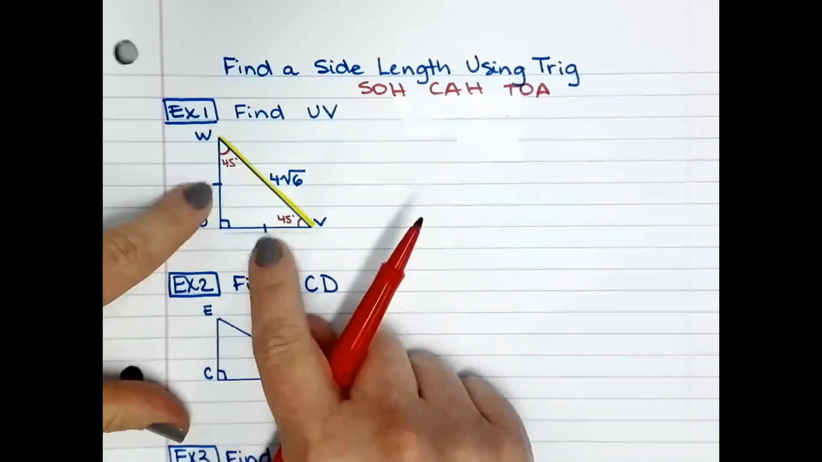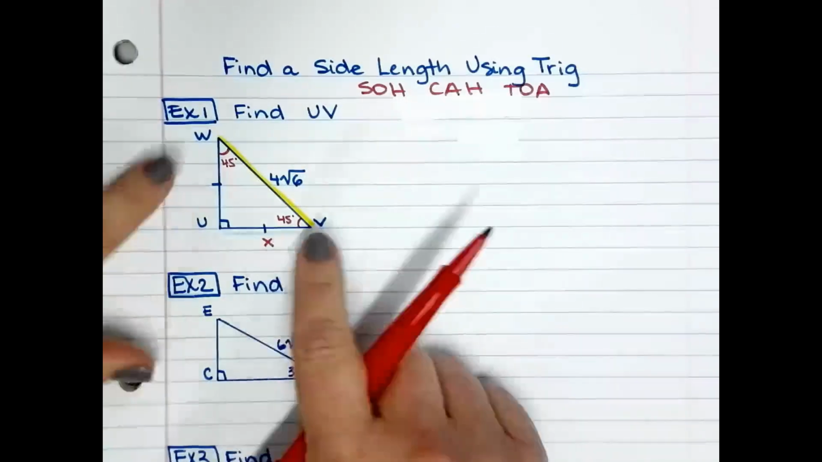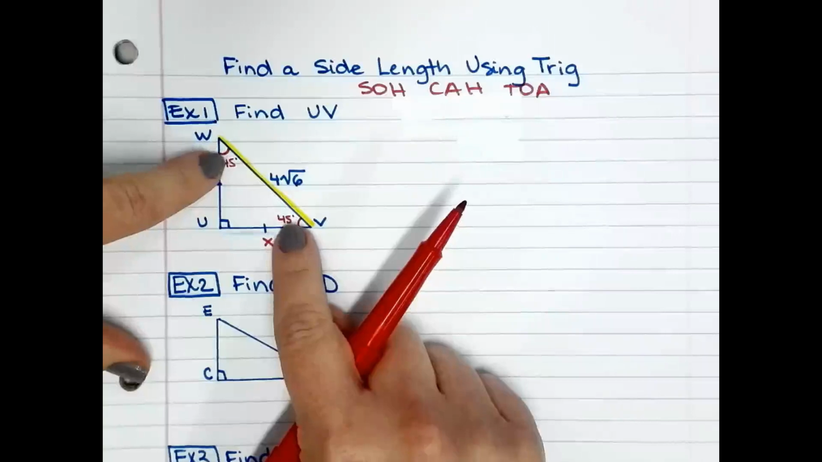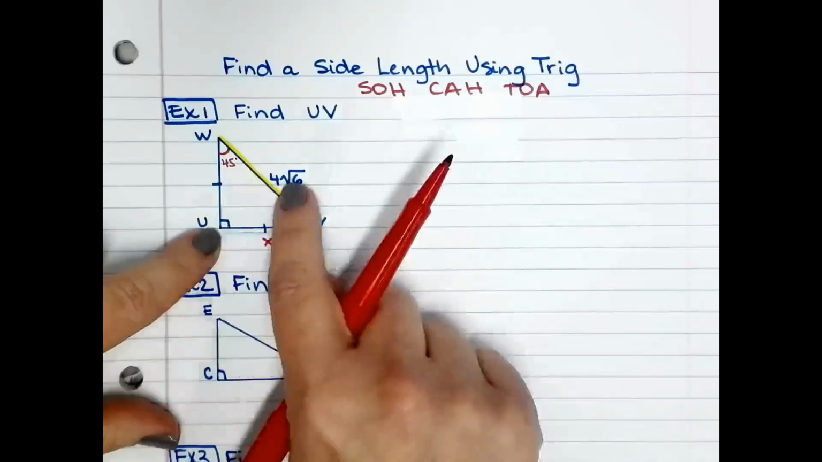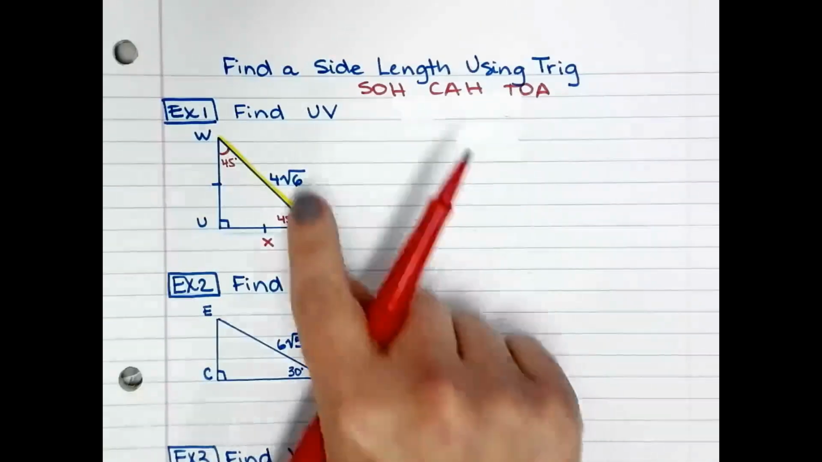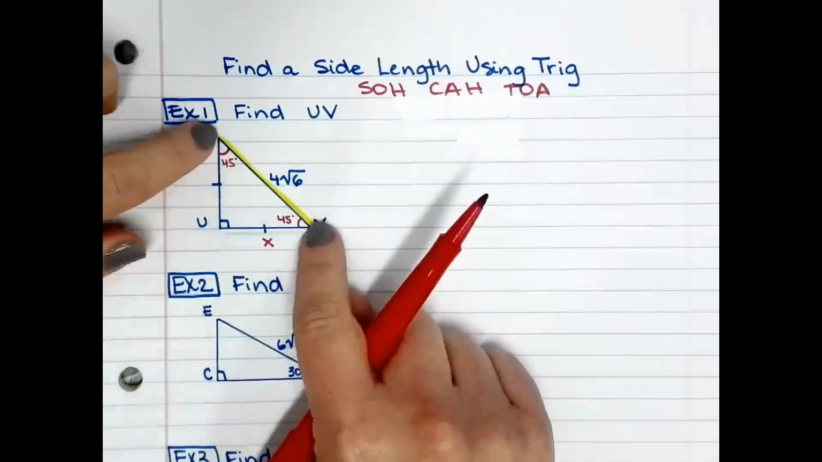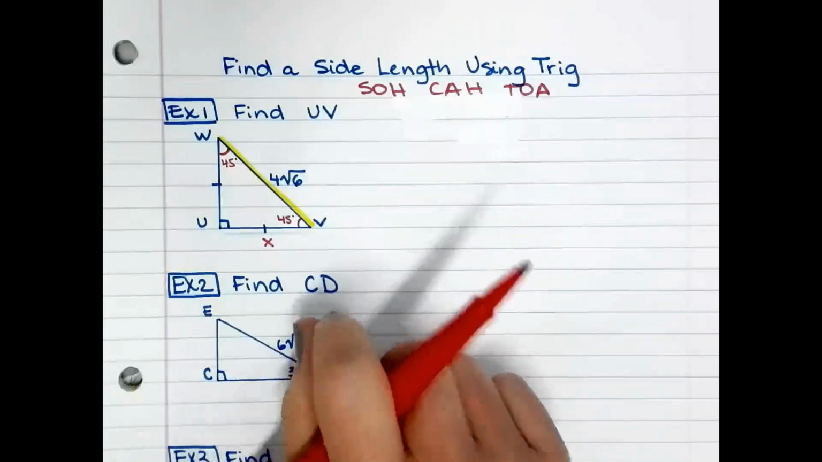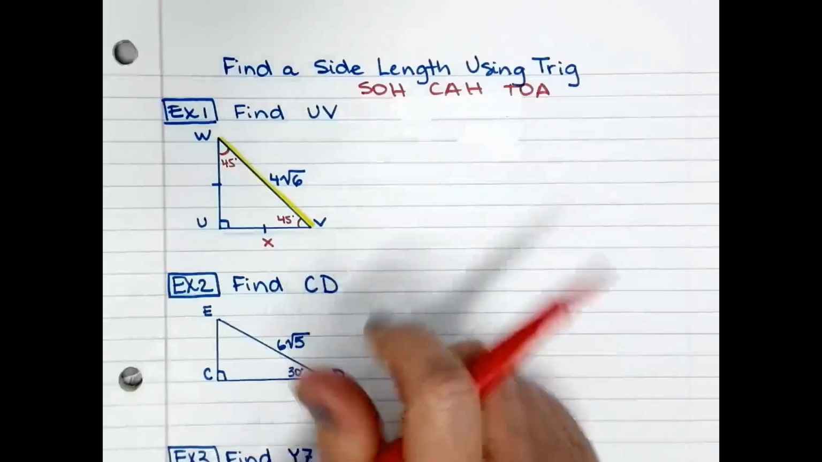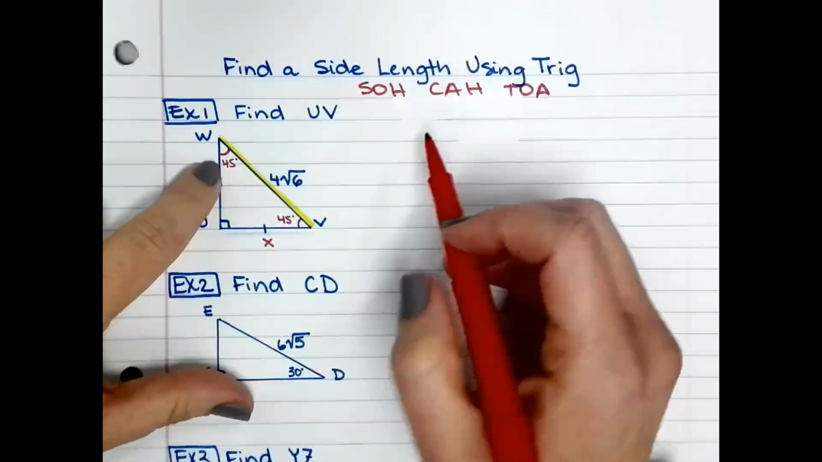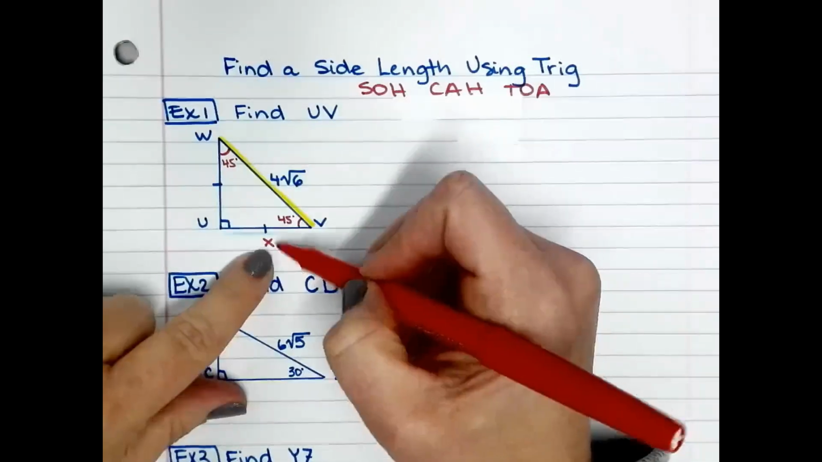I know this is a right isosceles triangle. Therefore, these two angles are 45 degrees. And they were nice enough to give us the length of the hypotenuse. I like to highlight the hypotenuse in yellow, so we know that's for sure the hypotenuse. So I'm looking for UV.